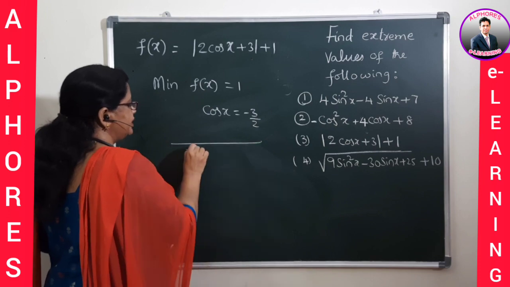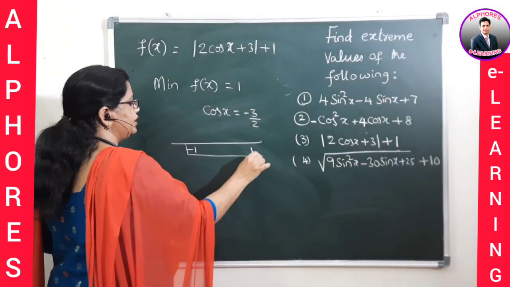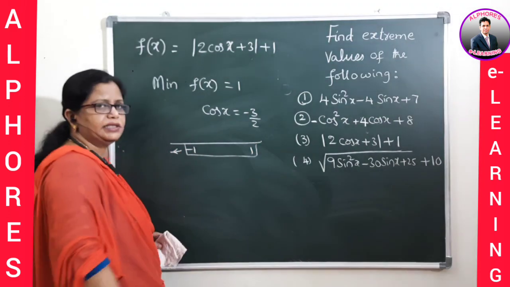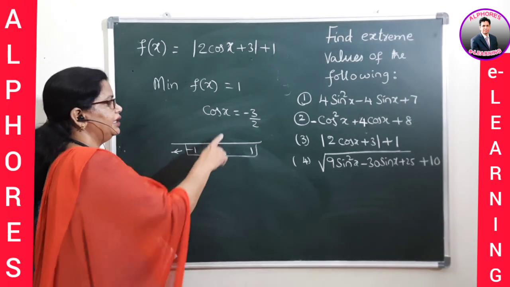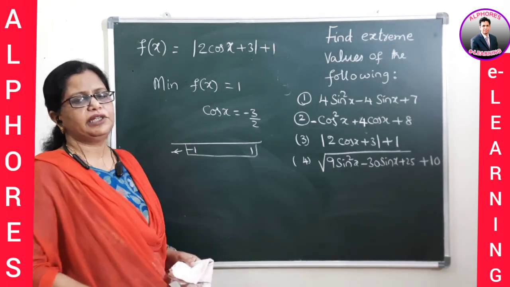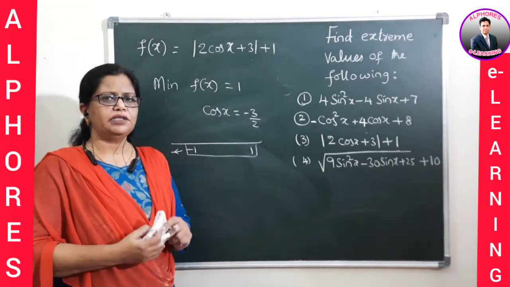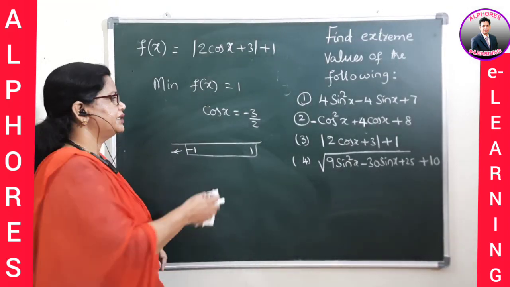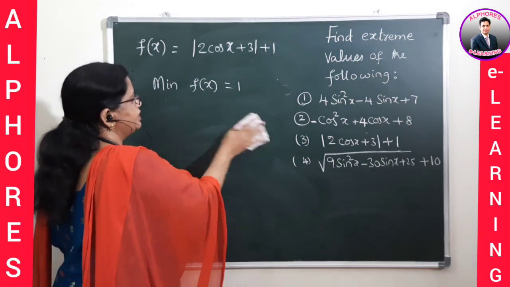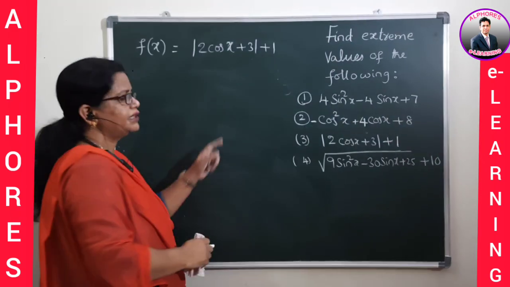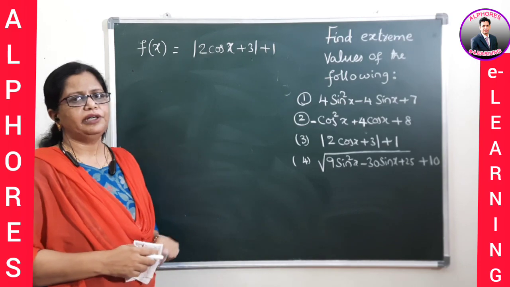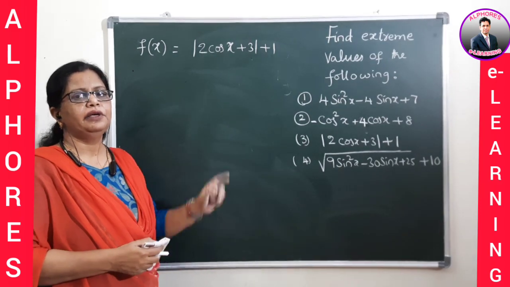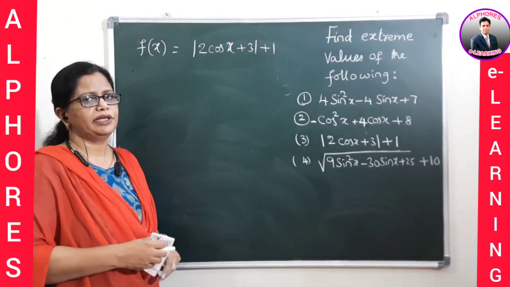But how is minus 3 by 2 here? This minus 3 by 2 is coming towards this side. And hence here it is not within the range of the cosine function. Therefore you are not supposed to take the minimum value as 1. And hence what do we have to approach again? The same old formula, that is, you take the cos x value plus 1 and the cos x value minus 1. Then you can obtain the minimum and maximum.